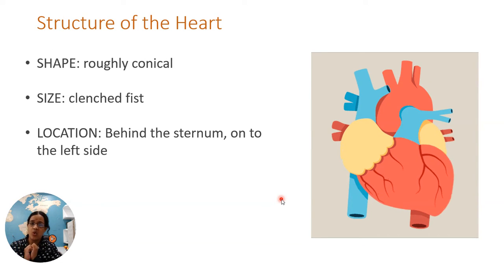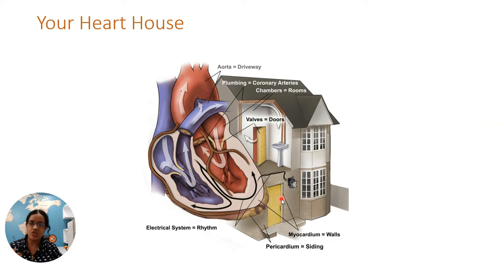Now let's go to the structure. It is of a roughly conical shape and it is present in between the left and the right lung towards the left side of the thoracic cavity. It is the size of a clenched fist. It is just present behind the sternum, which is the breastbone, and is surrounded by the rib cage for protection. Now, externally that's it. And if you want to go into the internal structure, it is complicated. Now let me simplify it for you by comparing the heart to a house.